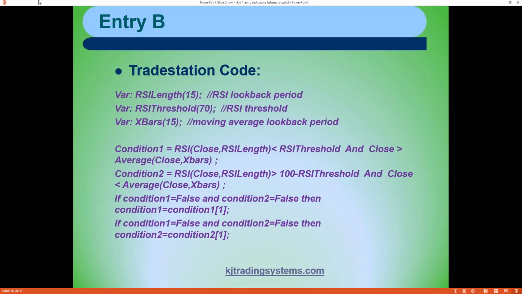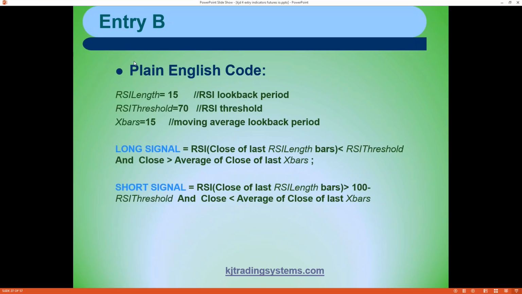All right. So TradeStation code again, and I'm not going to go through this because I know a lot of you aren't TradeStation users. I'll just walk you through the plain English code. So you have an RSI length. That's just your look back period for the RSI. You have your RSI threshold, which I have at 70 here, and you have your number of bars that you're using for your moving average. So if the RSI, in this case, of the last 15 bars is less than 70, so that means it comes off something higher.